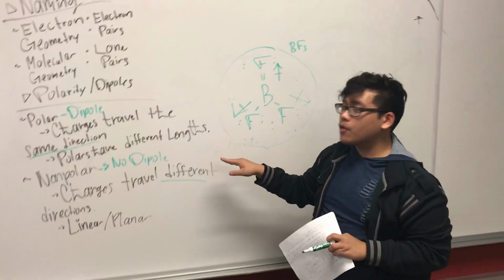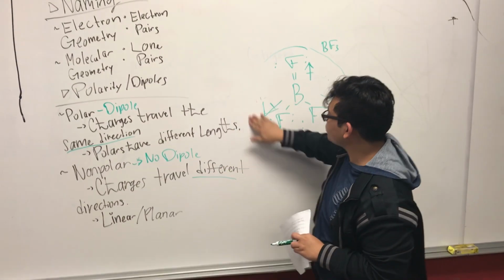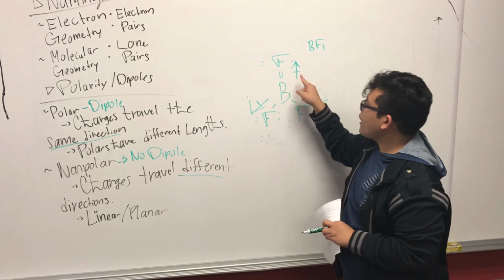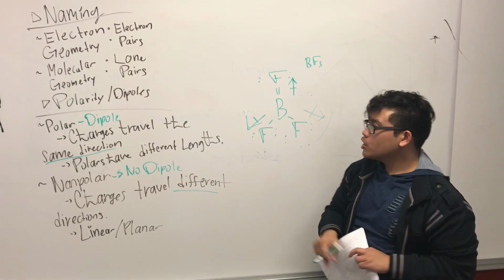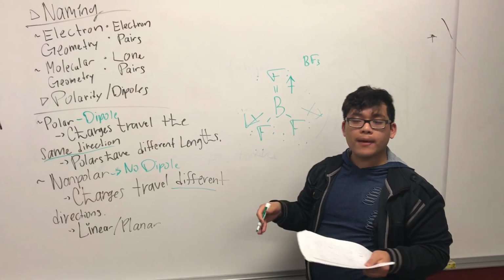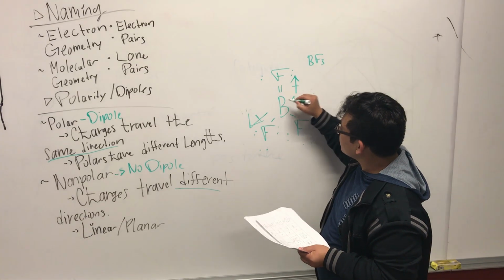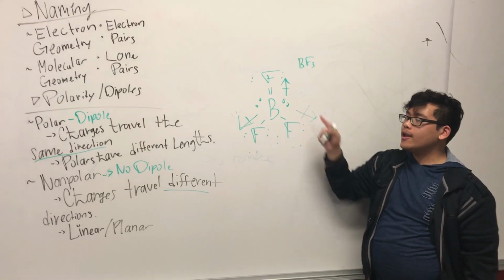But I'm going to show you another rule of polars that I forgot to write. Right now, BF3 doesn't have any lone pairs, right? So let's say what happens if it does have lone pairs, because you're going to get examples with lone pairs. So let's look at this. Now there are 2 lone pairs on each side, right?